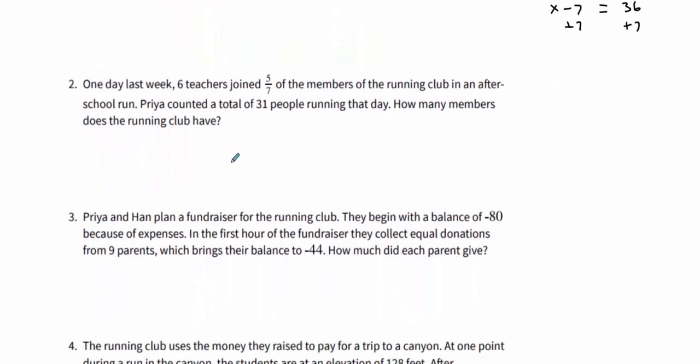Okay, number 2. One day last week, 6 teachers joined 5/7 of the members of the running club in an after-school run. Priya counted a total of 31 people running that day. How many members does the running club have? So we'll say X is the members of the running club. And we know the total is 31 people.